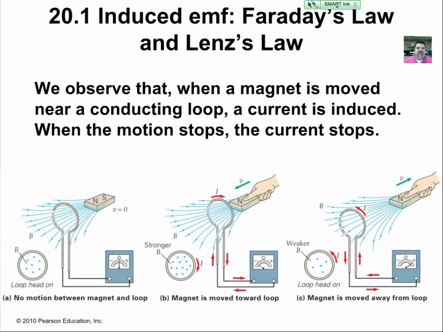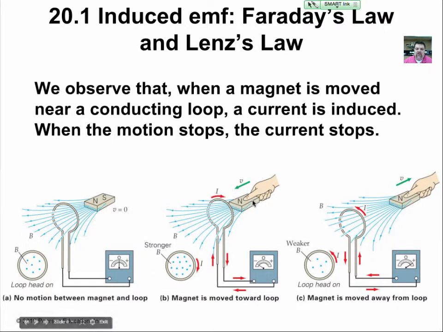We observe that when a magnet is moved near a conducting loop, a current is induced. When the motion stops, then the current stops. And so in figure A here, there's no motion between the magnet and the loop. And so if you check right here, there's no current being induced.